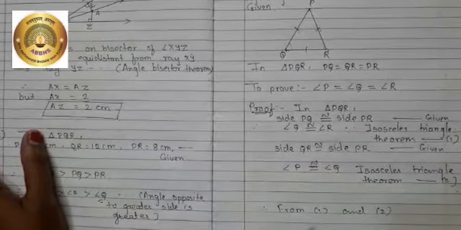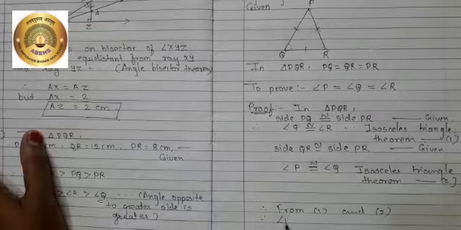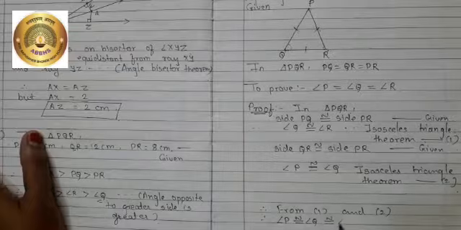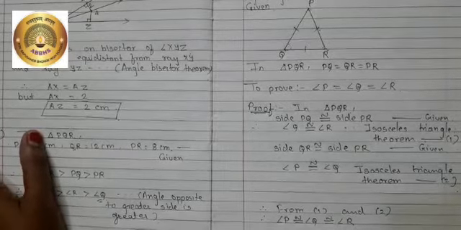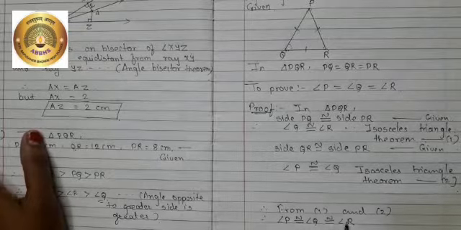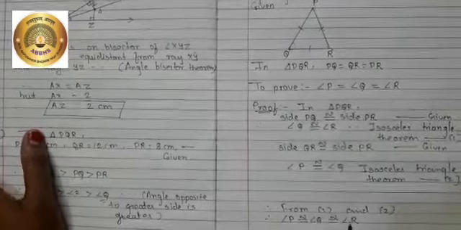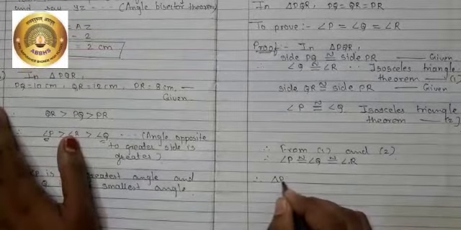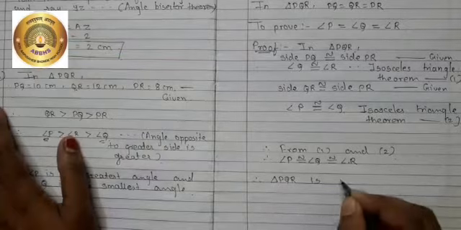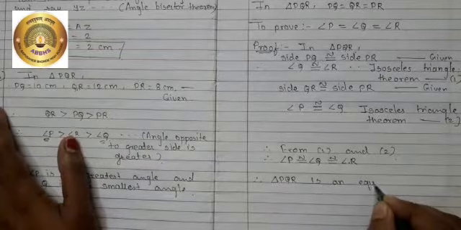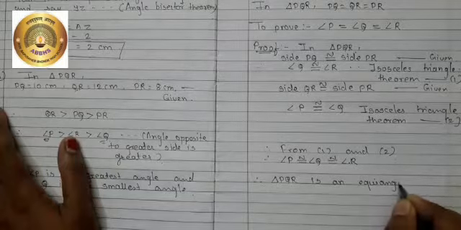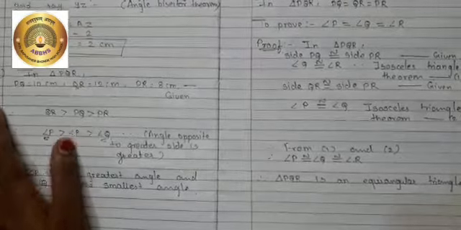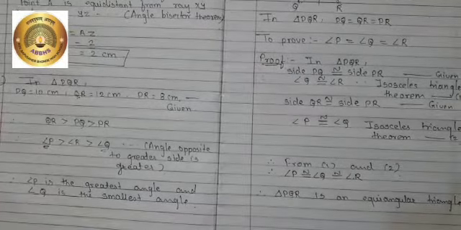So from 1 and 2, we can say that angle P congruent to angle Q congruent to angle R. Therefore, now if all three angles are congruent, that means the triangle is an equiangular triangle. Therefore, triangle PQR is an equiangular triangle. So this completes our three sums. Thank you.